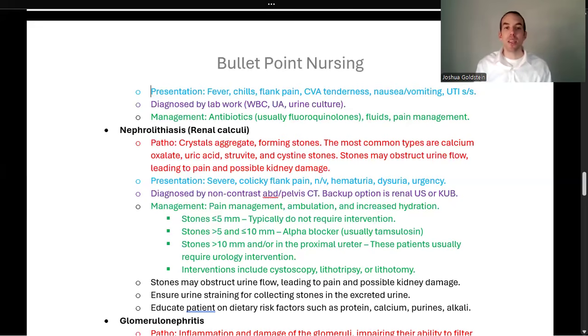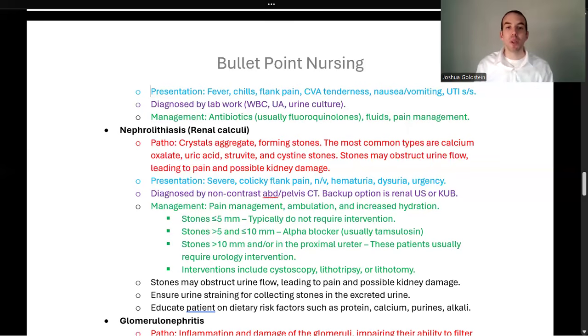Ensure that urine straining is happening, both for you or if the patient's going home. We often want to educate them that they should be doing that, to strain the urine to collect their stones, especially in the hospital setting, because very often we're going to send those stones to the lab to get some diagnostics on it, because if we can figure out exactly what type of stone it is, maybe we'll have some more customized dietary recommendations, which leads to our next bullet point.